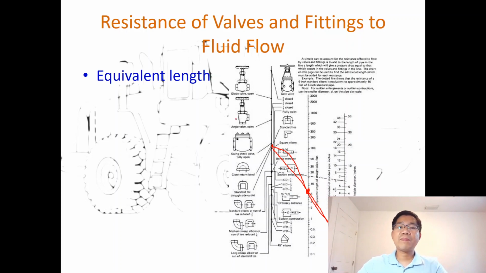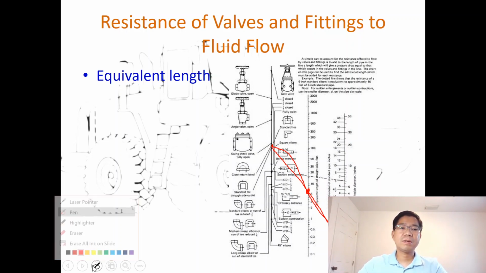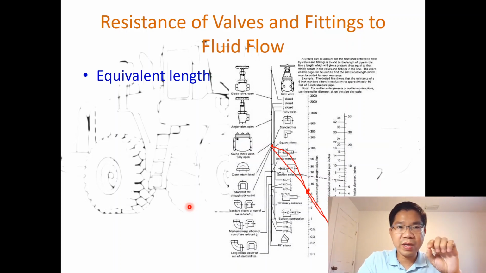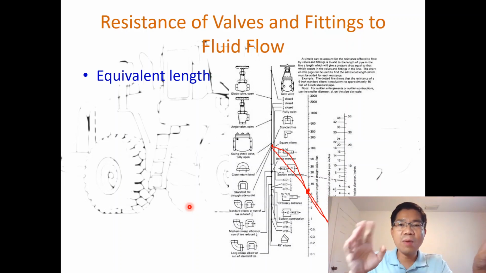Get what type of fitting we are talking about, what is the nominal diameter, draw a straight line, and whatever intersects the middle vertical line, read that as the equivalent length of that fitting. The same process applies for all the others. So that is how to read the equivalent length given the type of the fitting and the nominal diameter of that fitting.